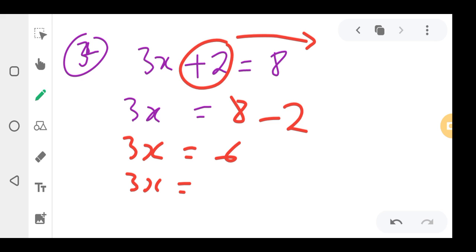So 3x is equal to 6. You divide by 3, divide by 3. x is equal to 2. That's how you do it. 3 into 6 is 2. So it goes just like that.